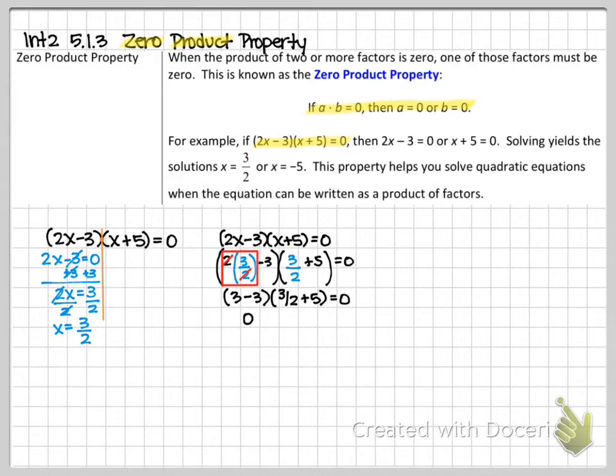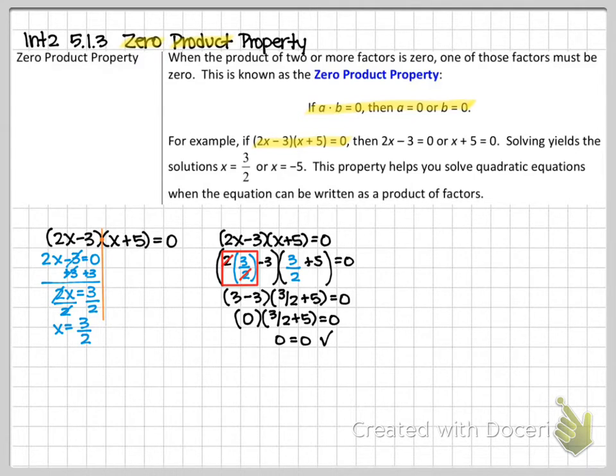And hopefully we agree that this 0 from your first set of parentheses times whatever is in the second set of parentheses is actually going to give you 0. So there I get that true statement. So one of the numbers that actually makes this 0 is 3/2.